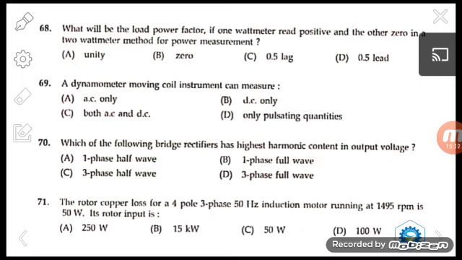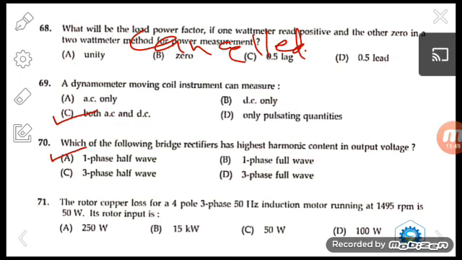And the next question is, what will be the load power factor if one wattmeter reads positive and the other 0? This question is also cancelled by the PSC in the final answer key. Next question, a dynamometer moving coil instrument can measure, option C is correct, that is both AC and DC, but a PMMC meter can measure only DC values. You have to remember that. Next one is, which of the following bridge rectifiers has the highest harmonic content in output voltage? Highest harmonic content will be for the single phase half wave rectifier.